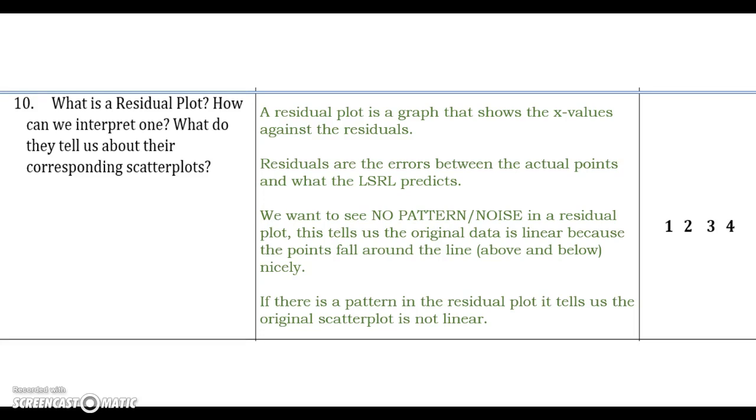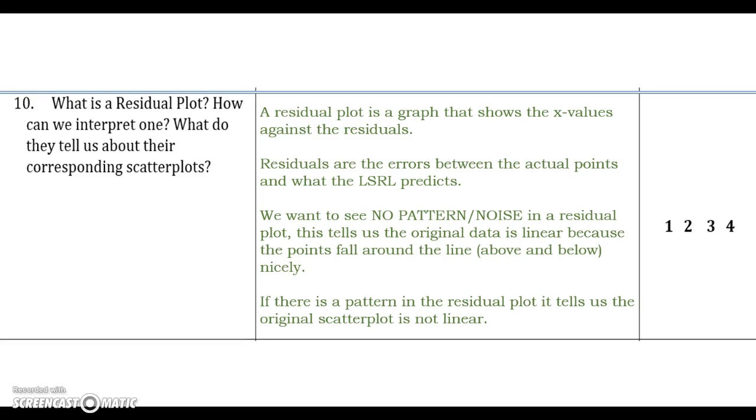What we want to see is no pattern, or noise. And that tells us that the original data is linear because the points will fall above and below the line nicely. If we do see a pattern, that tells us our original scatter plot is not linear. And these are some notes that you took down yesterday, so you might want to have those out as you go through today's packet. So those are the two questions from the blue packet I wanted to answer. So now you can put your blue packet aside.